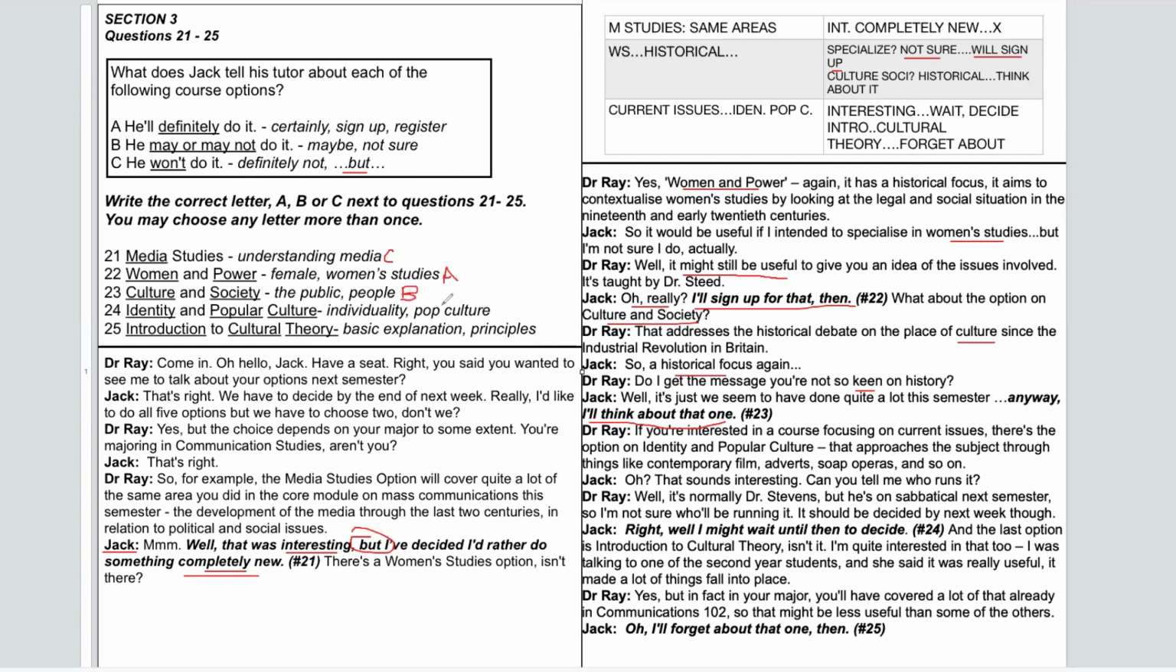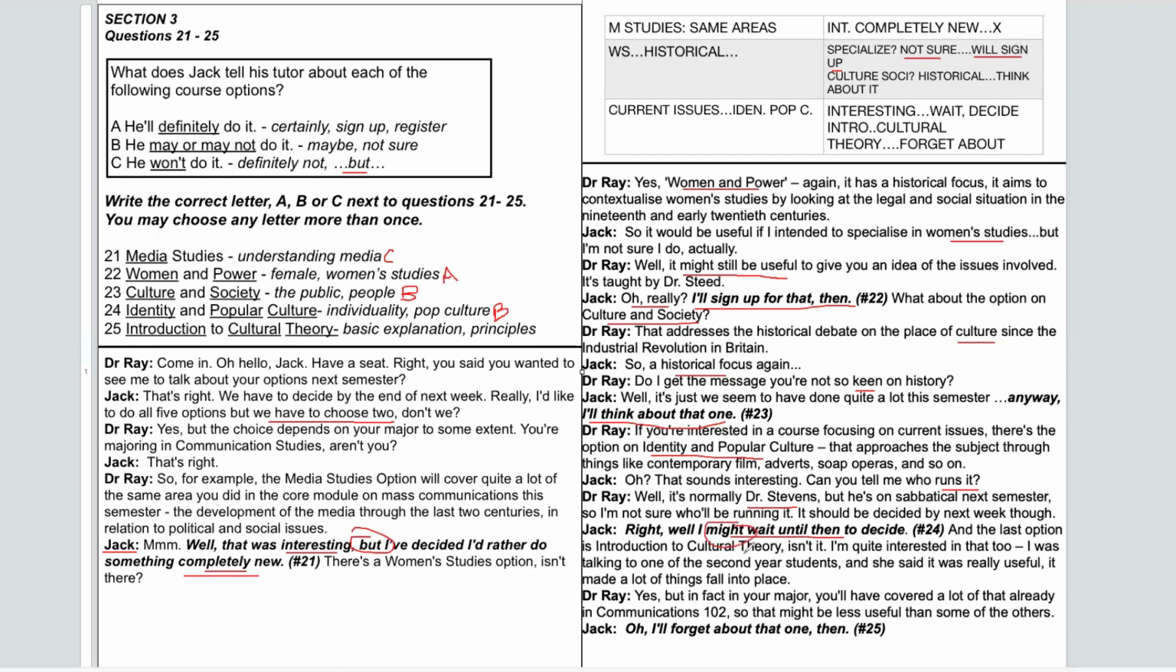He doesn't explicitly say, no, I won't, yes, I will. So this is B. Let's go back here to our identity and popular culture. So Dr. Ray talks about that here. Jack asks who runs it, and she says Dr. Stevens. And Jack says, well, I might wait until then to decide. So again, this does not confirm, and it also doesn't reject the idea. So 24 would be B, because it shows that he might do it and he might not.